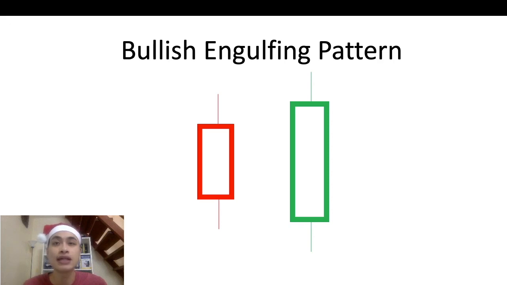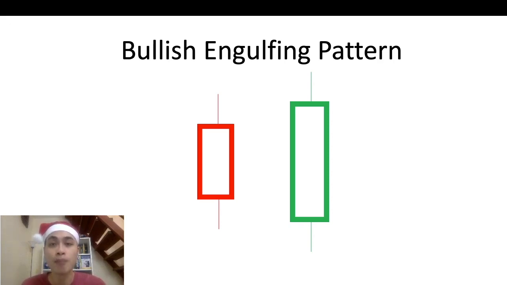So the first two candlestick pattern that we will look at is the bullish engulfing pattern. The first candlestick in the bullish engulfing pattern is a bearish candlestick and it is red in color. It is followed by a bullish candlestick and green in color. So that is the first criteria of a bullish engulfing pattern, that the first candlestick must be a bearish candlestick and the second candlestick must be a bullish candlestick. The second criteria is that the body of the bullish candlestick, the green color candlestick, must be larger than the body of the bearish candlestick and it must be engulfing it. So that is why we call it the bullish engulfing pattern.